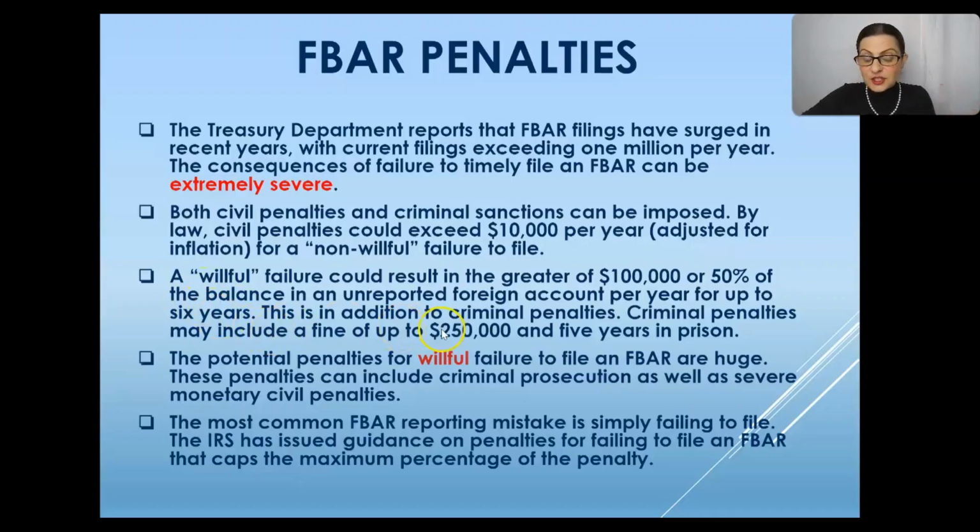This is in addition to criminal penalties if they deem that it was a willful failure. You did it on purpose, or you were trying to hide money, whatever. They suspect you of something. If they suspect you of criminal activity, for example, you really are laundering money, and they discover that, then they can also include criminal penalties, which can include a fine of up to $250,000 and 5 years in prison. This is in addition to the civil penalties that they can assess.